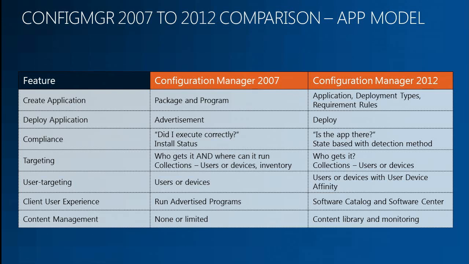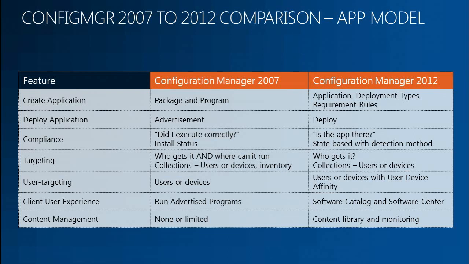between the user and their devices, and we can use those rules to determine whether or not to install software for a user. The client user experience, I kind of alluded to this earlier with my joke about how run advertised programs is so cool. It's actually terrible for accomplishing a really user-focused software deployment system. And in CM12, we have the software catalog, where users can go to install software that you make available to them. They can search, browse.